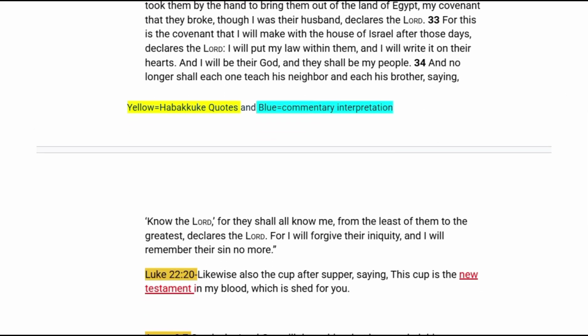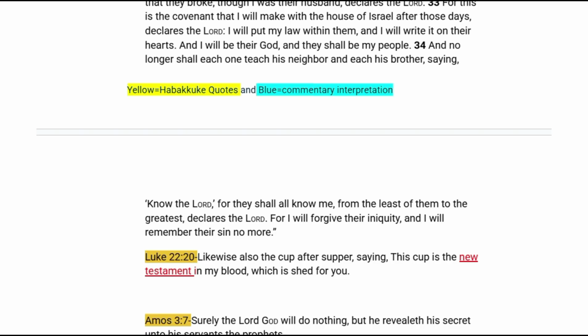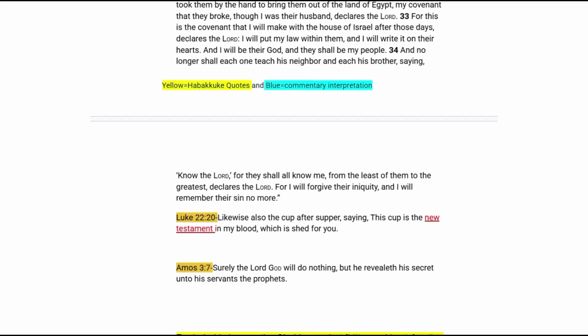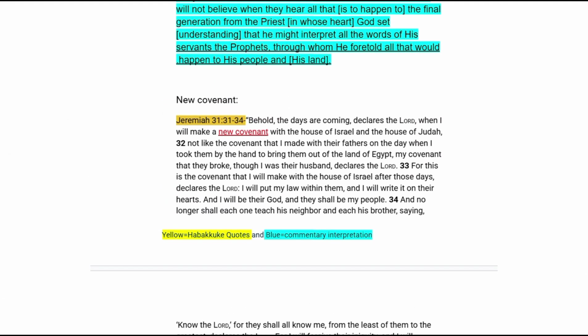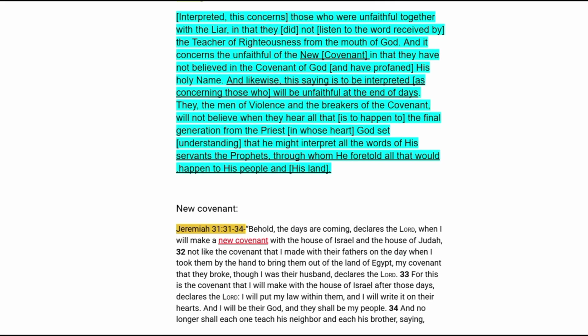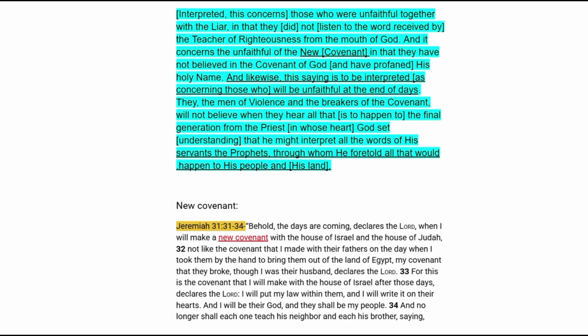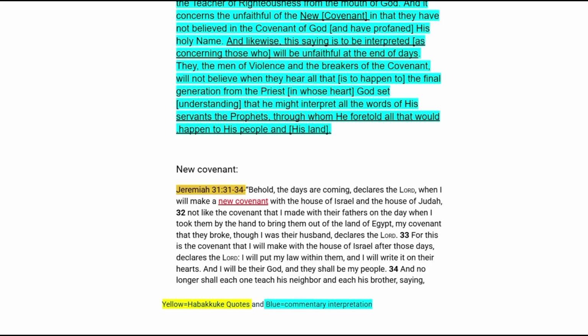That is amazing. We've seen this idea of the new covenant in the New Testament when Jesus says, "This is my blood, which I shed for you." The idea of the new covenant is throughout the Bible, from the old covenant, the Old Testament, to the New Testament. And keep in mind this is before Christ. So before Christ, at Qumran, they knew that there would be a new covenant, and that this new covenant would be broken.